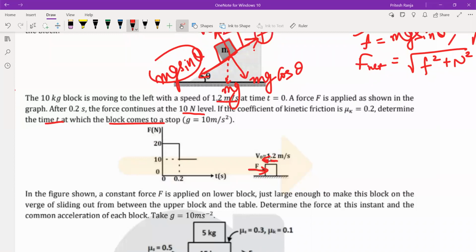So the block is moving in this direction. So friction force will be in this direction, right? So what will be the friction force? Mu into mg, because normal reaction is mg. So mass is 10, g as 10. So it will be 100 Newton, not 100, into 0.2, right? So that will be 20 Newton will be the friction force. So you have to determine the time at which the block comes to a stop.